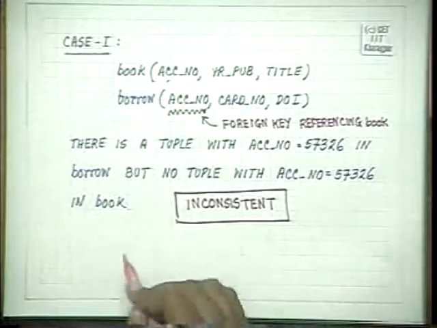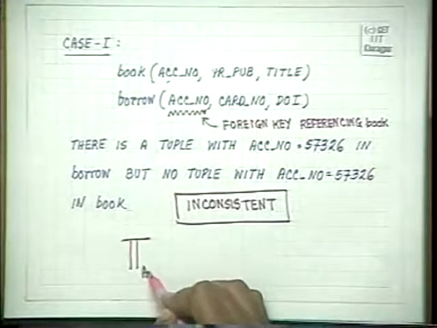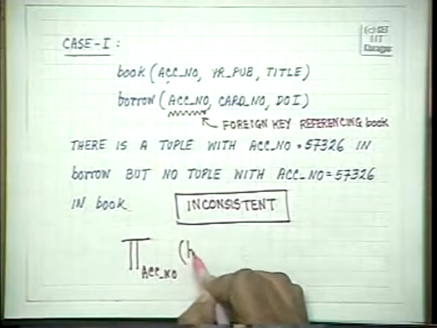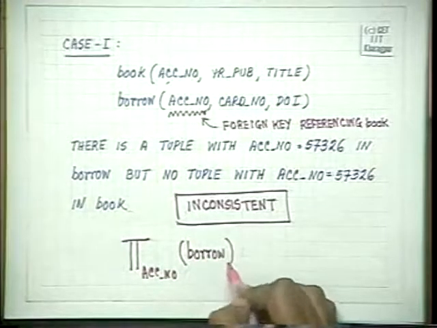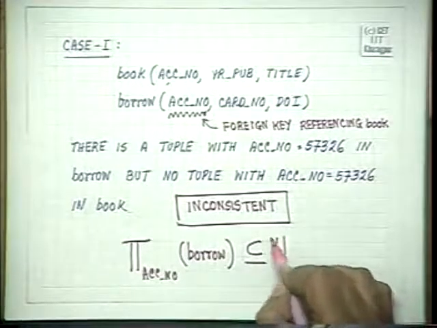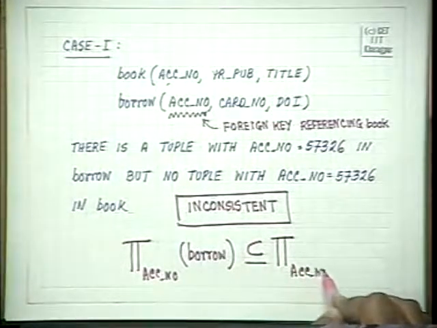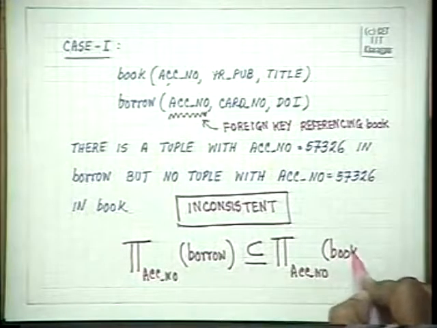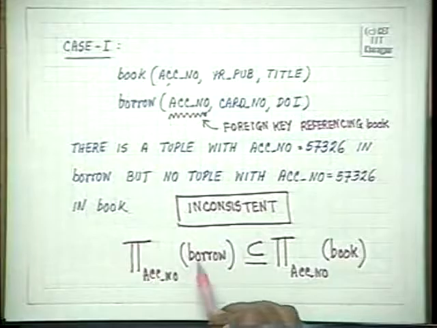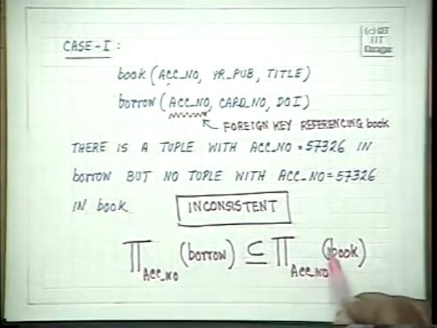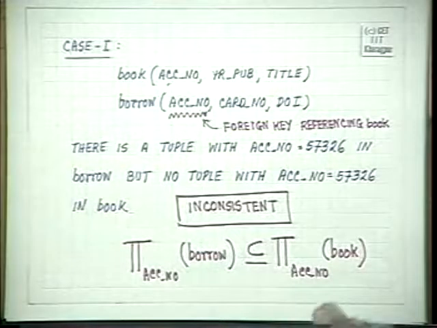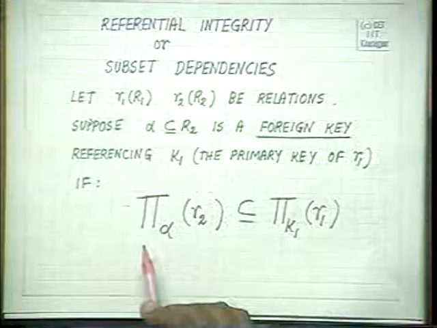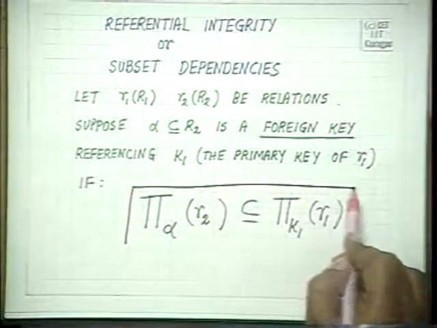So, in our situation, we will have pi of accession number of borrow must be a subset of pi of accession number of book. All the accession numbers of borrow must be a subset of all the accession numbers of book. This is how we simply specify the referential integrity constraints. So, this is the definition of referential integrity constraints.